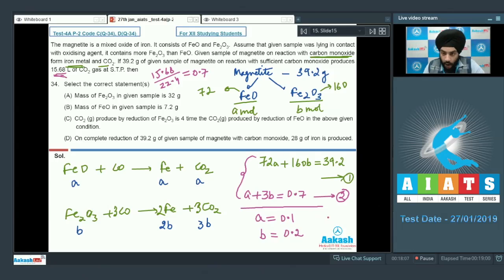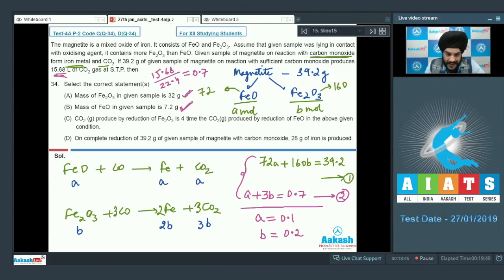So let us look at the options which are given to us. In the A option, the examiner says that the mass of Fe2O3 in the given sample is 32 grams. So we have 0.2 moles of Fe2O3 and the molar mass of Fe2O3 is 160. So the mass of Fe2O3 in the sample will be equal to 32 grams. Which automatically makes the B statement also correct. Total mass of the sample was 39.2 and the mass of Fe2O3 is 32. So the mass of FeO shall be equal to 7.2.